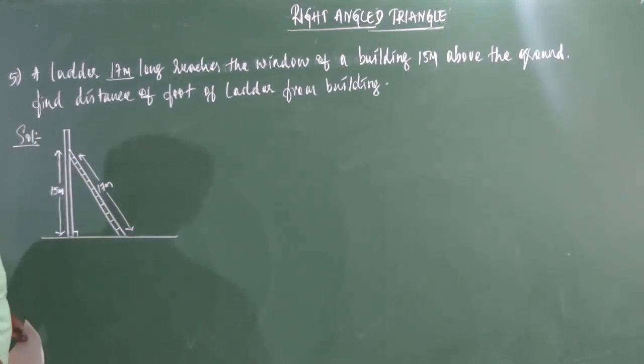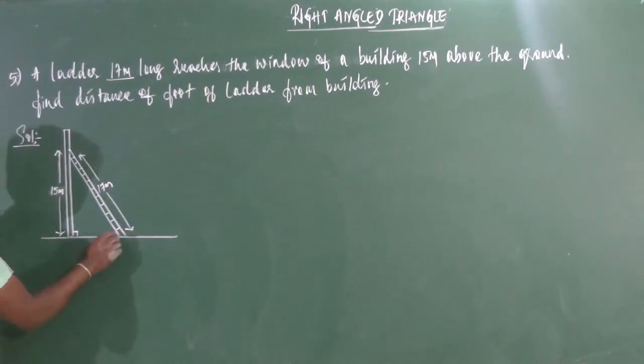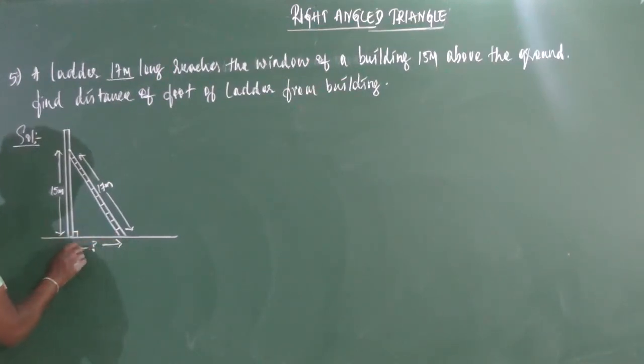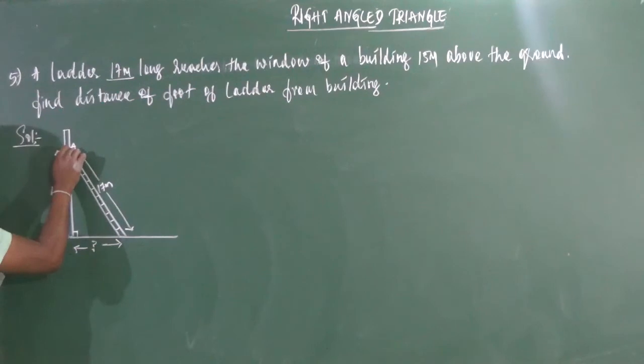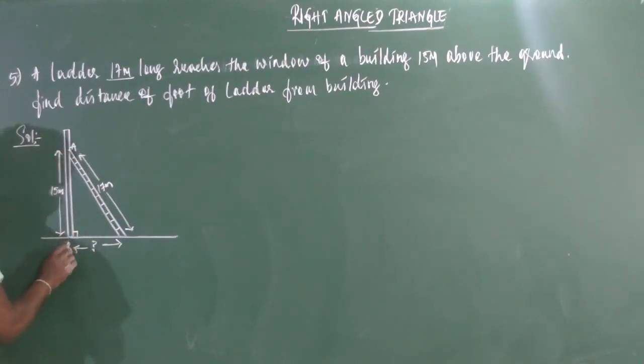Find the distance of the foot of the ladder from the building. So this is the foot of the ladder. This is the building. So you have to find the distance between the foot of the ladder and the building. So this distance we have to find out. As we have drawn our own diagram, we have to give names. So let the window be at point A, let this be B, and let this point be C.